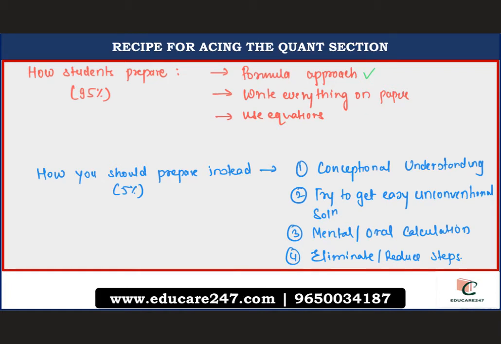They will not even look at your rough sheet, right? They will only give you marks for the final answer option that you have marked. They tend to use a lot of equations and formulas, which is not the right way to study quant for CAT, right? So I'll tell you how you can correct this wrong and erroneous method of preparation.